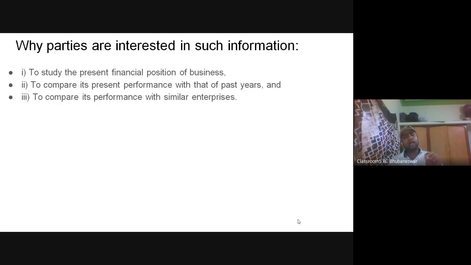So, what are the objectives? The first one is to study the present financial position of the business. Is the business growing or not, and at what position is it. Then to compare its present performance, for example in the year 2021, its position is this much. Then if you want to compare with 3 years back, or 1 year back, the previous year, how it had performed in the past year.